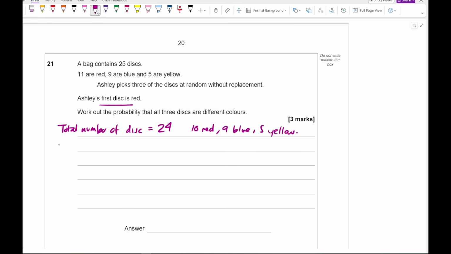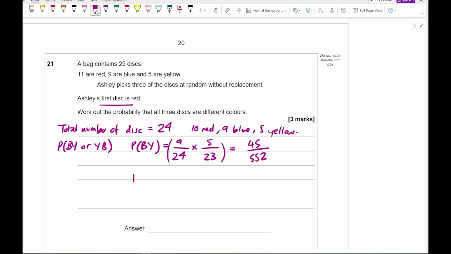Now the question is asking us to work out the probability of getting a blue and a yellow, or yellow and a blue. Now in terms of the first situation, the probability of getting blue and a yellow is going to be the probability of getting the first one as blue, which is 9 out of 24, multiplied by a yellow, in which there's 5 out of 23 discs. And if I type that into my calculator, I get an answer of 45 over 24 times 23, which gives me 552.